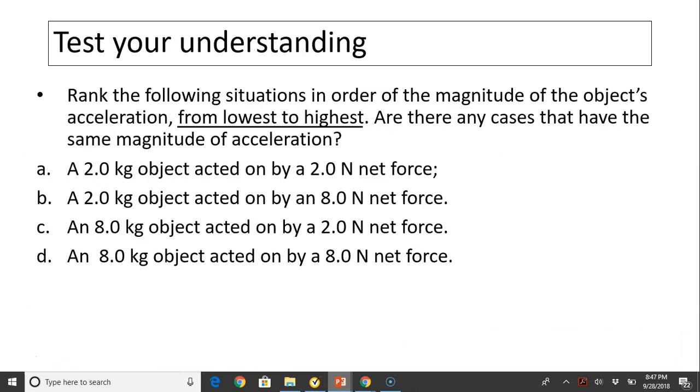Test your understanding. Rank the following situations in order of the magnitude of the object's acceleration from lowest to highest. Are there any cases that have the same magnitude of acceleration? You are given the mass and the net force. To find acceleration, you use net force divided by mass. You can figure out each one of them, and your conclusion should be that the lowest one is C, A and D are the same, and the largest one is B.